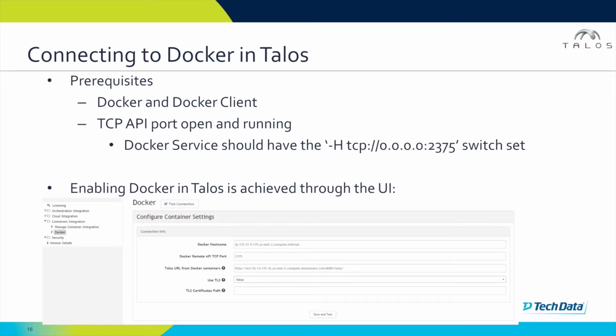So within Talos, there is a prerequisite to connecting to Docker, and that is to have Docker and Docker client. They should be running, and the TCP API port should be open, which is by default 2373. So within the Talos UI, you go into administration and you see the containers integration and Docker options, and then you can populate that information there: the Docker host name, the port that it's running on, and then the URL for the Docker container, sorry, the Talos URL from the Docker container.